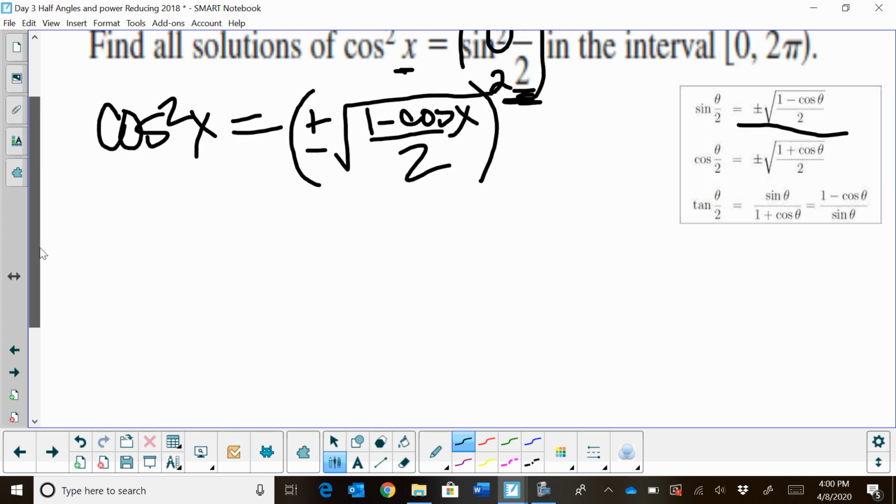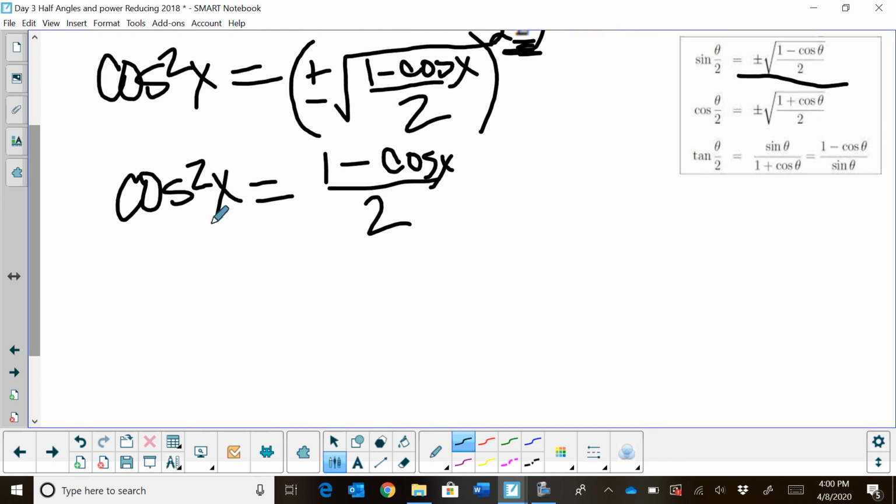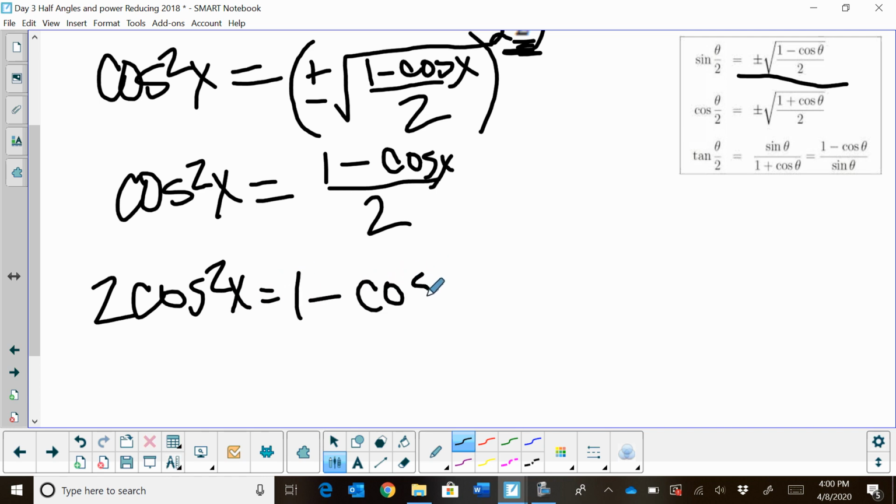Once we square that, we're going to get cosine squared x on the left, and on the right, the positive and negative cancel out because we're squaring them. It doesn't matter. The radical disappears, and we have 1 minus cosine x all over 2. Now we need to solve this one. So let's multiply both sides by 2. So we get 2 cosine squared x equals 1 minus cosine x.